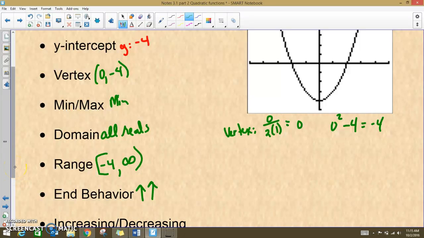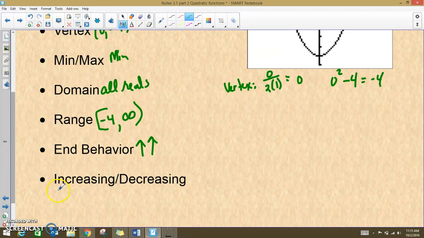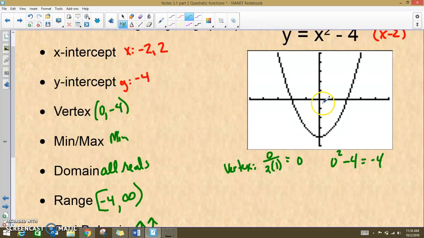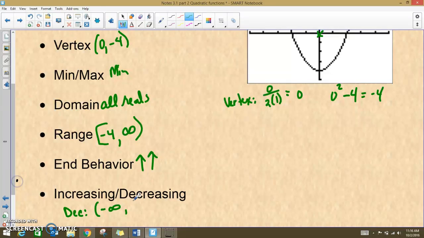Okay, and then lastly, to do our increasing and decreasing. As we're reading from left to right, our graph is going in a downwards motion, or decreasing motion. So let's go ahead and do that one first. As we're coming from the negative direction, my graph is going in a downwards direction. And then once we get to this point here, which is at 0 on the x-axis, that's when it starts to make the turn to go in increasing motion.